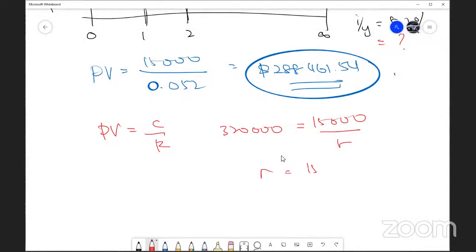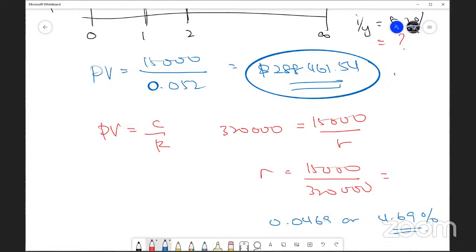Okay, so in the end, R is 15,000 divided by 320,000. Okay, so this will give you the answer of 0.0469, also known as 4.69%. Okay, perpetuity is really very, very easy. No rocket science at all. All right.